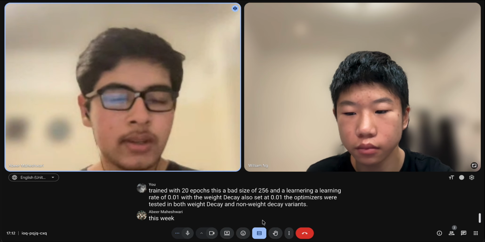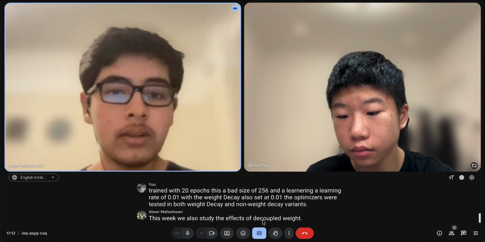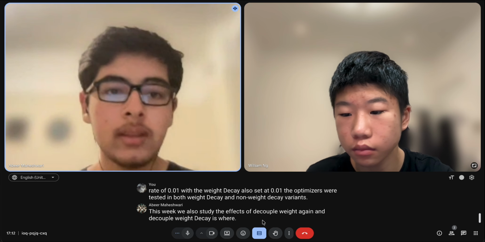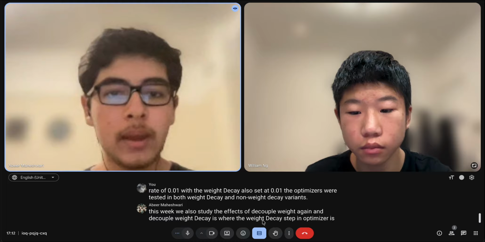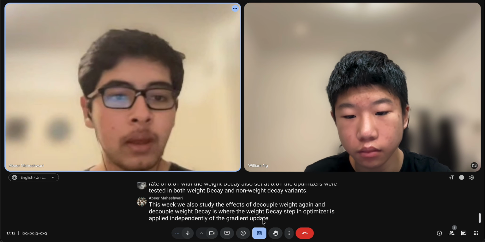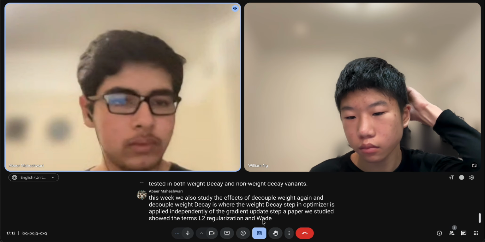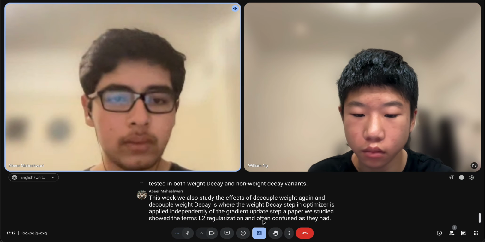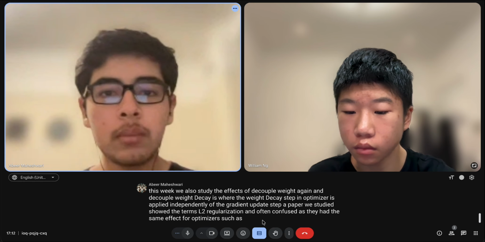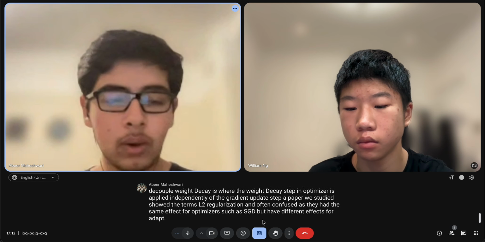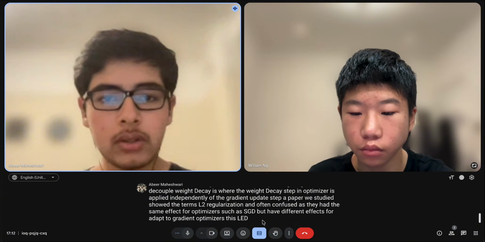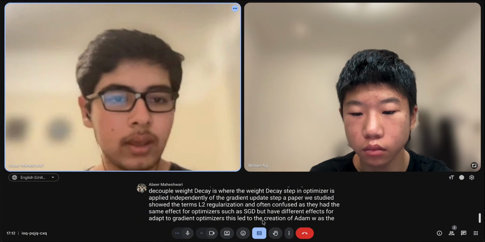This week, we also studied the effects of decoupled weight decay, where the weight decay step in an optimizer is applied independently of the gradient update step. A paper we studied showed the terms L2 regularization and weight decay are often confused, as they have the same effect for optimizers such as SGD, but have different effects for adaptive gradient optimizers. This led to the creation of ADAM-W as a decoupled weight decay variant of ADAM.